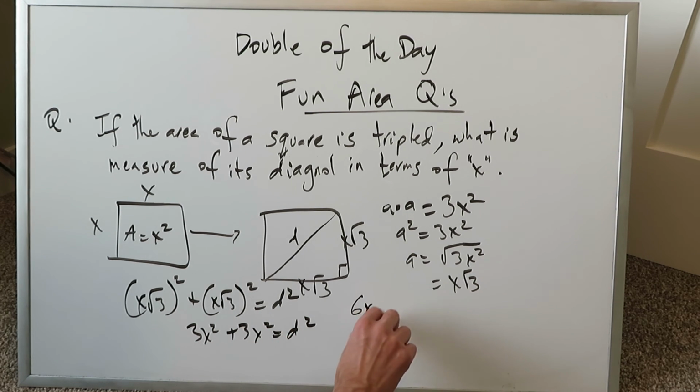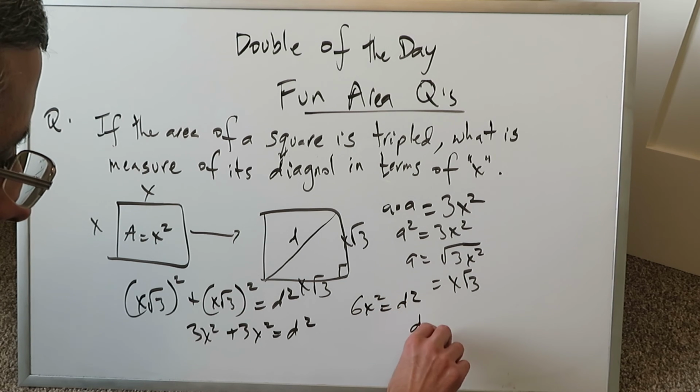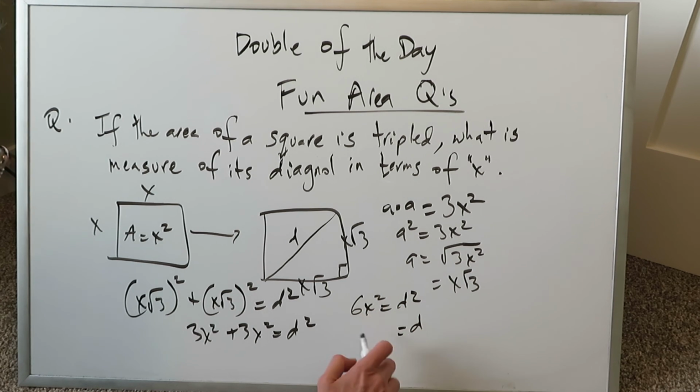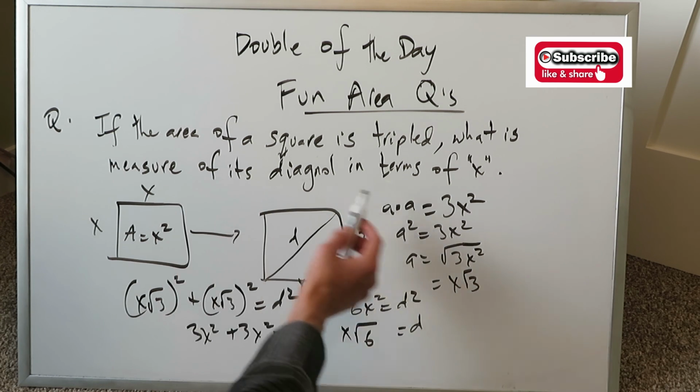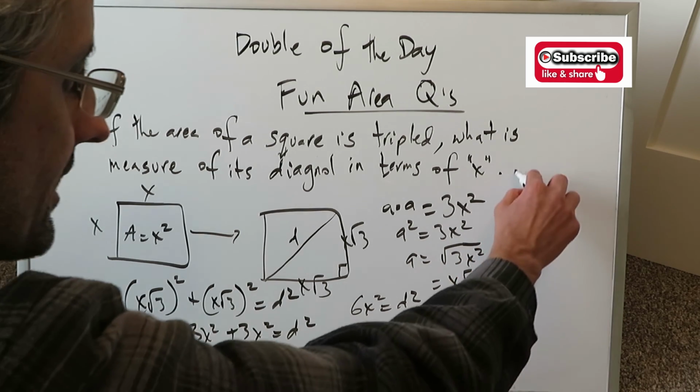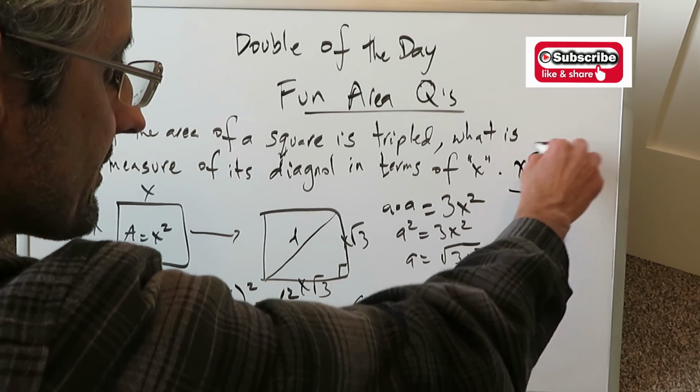6x squared is equal to d squared, and then d is equal to the square root of that, which will be x root 6, because x will come out easily. You'll have x root 6. What's your answer for this diagonal in terms of x? It's right here. x root 6 is your answer, and it should be good.